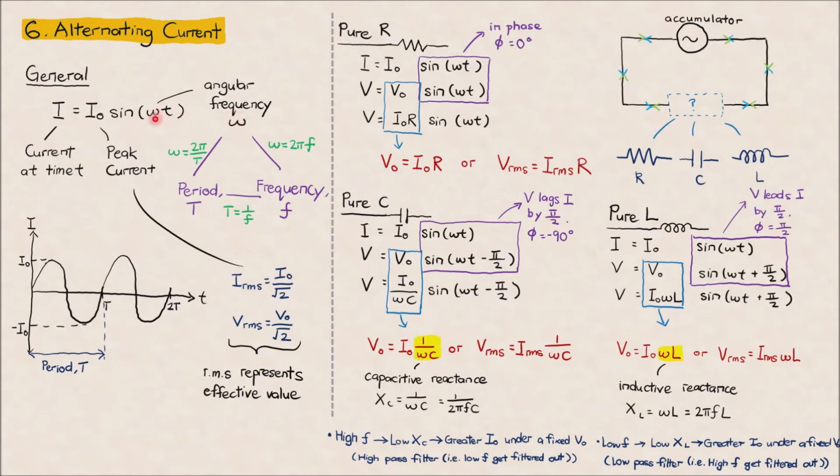So you need to know that I stands for the current at a specific time, or we call it instantaneous current, at a specific moment. Whereas this I naught here represents the peak current, which is the maximum possible instantaneous current achieved by the circuit.